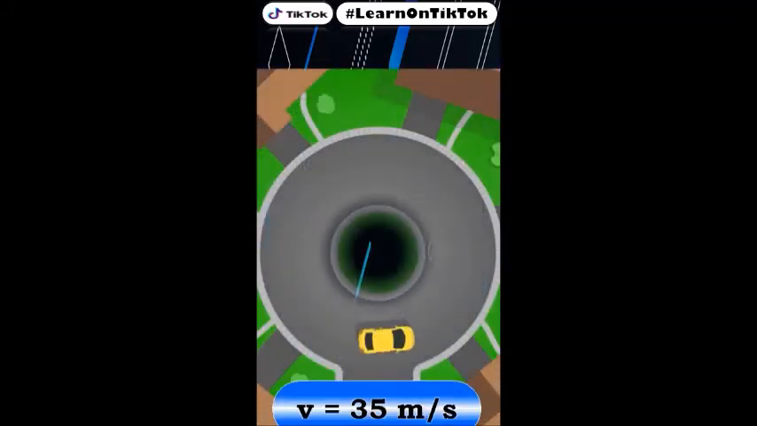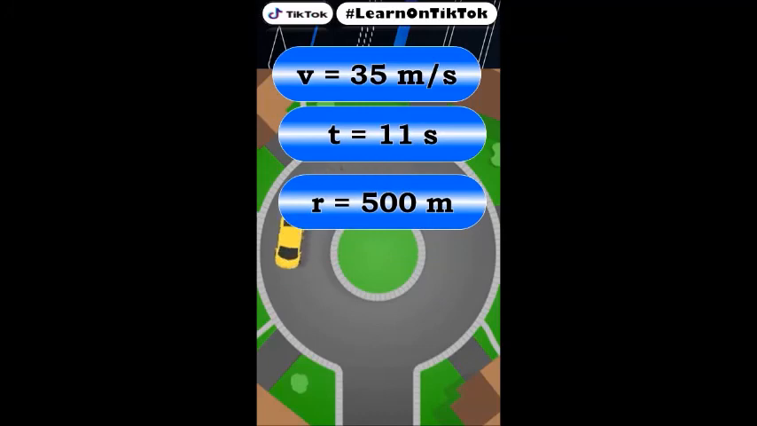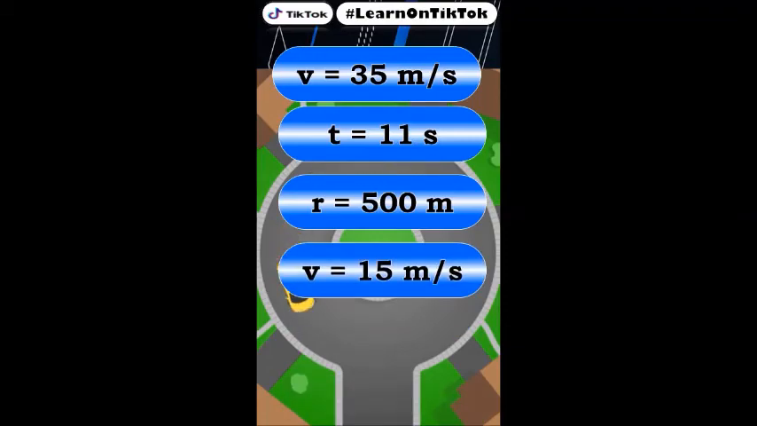Here's an example for this concept. A race car starts to accelerate from rest to a speed of 35 meters per second in 11 seconds, on a circular track of radius 500 meters. Find the tangential acceleration and the radial acceleration at the instant when speed is 15 meters per second.